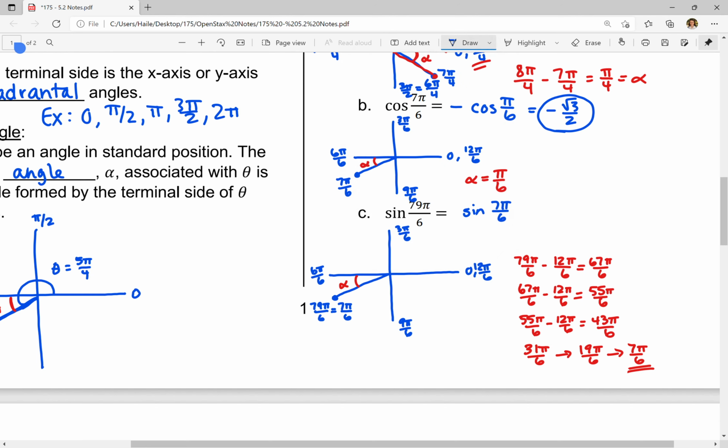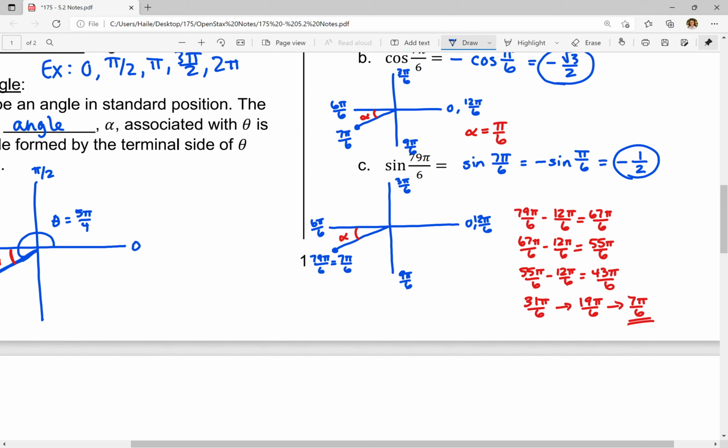So the sine of 7 pi over 6 is just going to be the sine of pi over 6. But we may have to add a negative sign. And in this case we do, because in the third quadrant sine is negative. So if we think about the sine of pi over 6 from our first quadrant diagram, we would get that our answer is negative 1/2. So the sine of 79 pi over 6 is just negative 1/2. Okay, so that is how you use reference angles to actually evaluate trigonometric functions like sine and cosine.